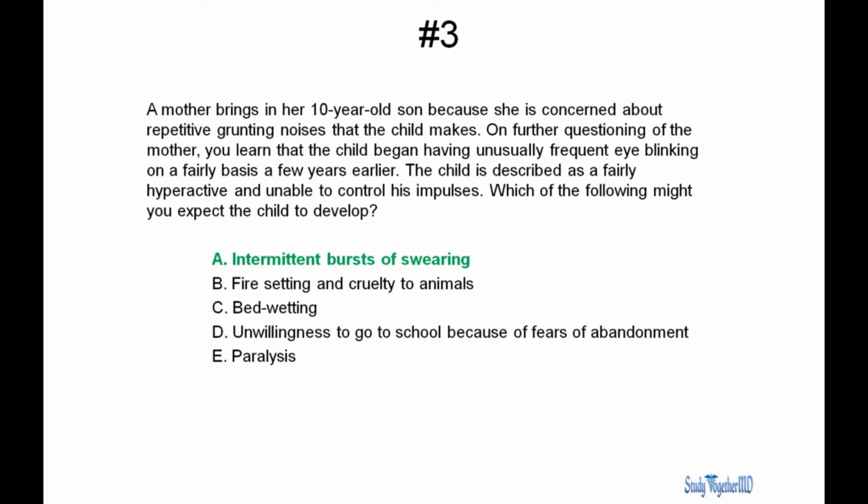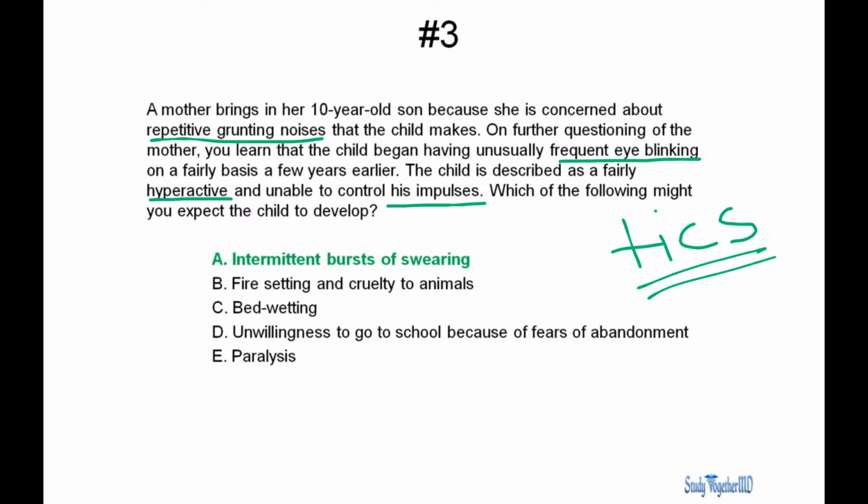All right, again, let's get to diagnosis. What do we see here? Repetitive grunting noises, okay. Frequent eye blinking, okay. Hyperactivity, impulsivity. So all of this makes me think of tics. Okay, tics are the clinical hallmark of Tourette Syndrome.